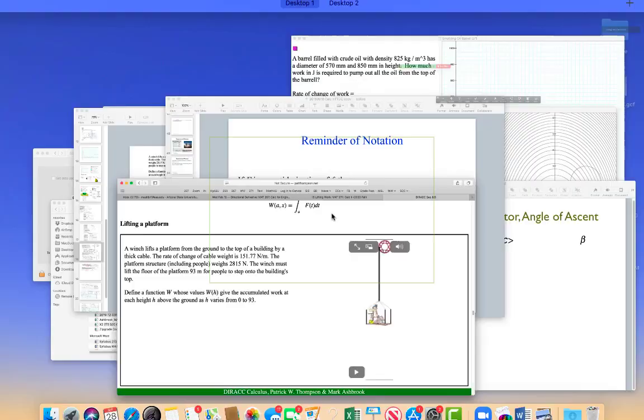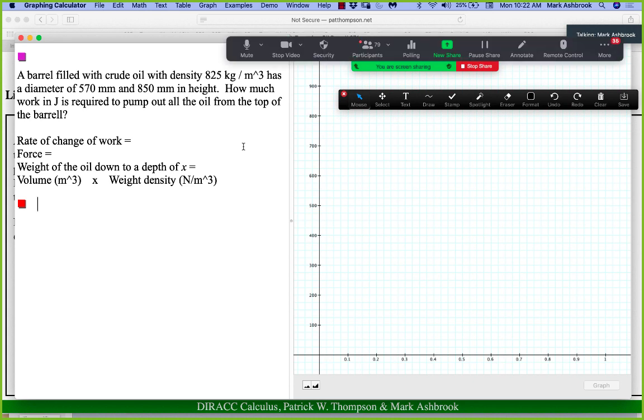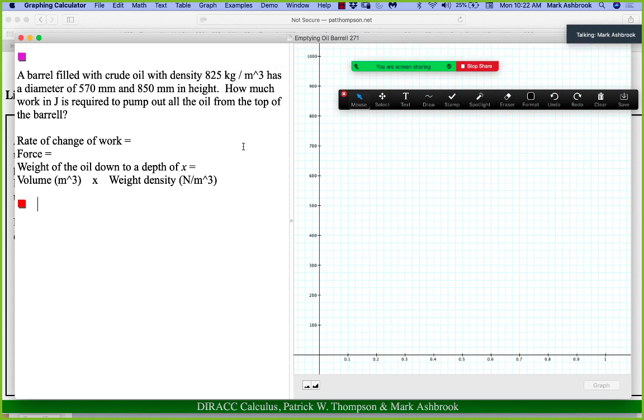So let's just talk about this example here. A barrel filled with crude oil has a density of 825 kilograms per meter cubed, and the diameter of the barrel is 570 millimeters, and a height of 850 millimeters. How much work in joules is required to pump out all the oil out the top of the barrel?